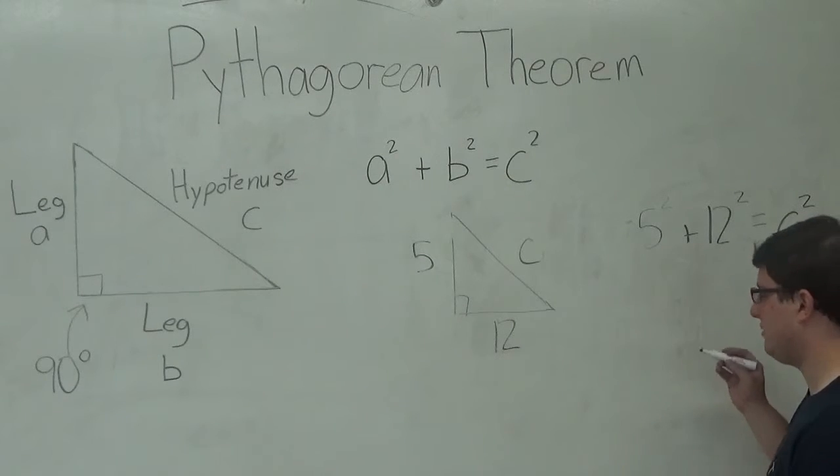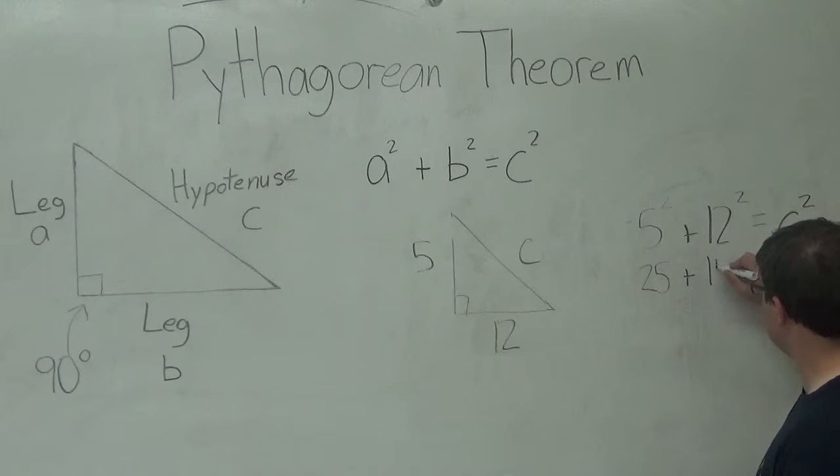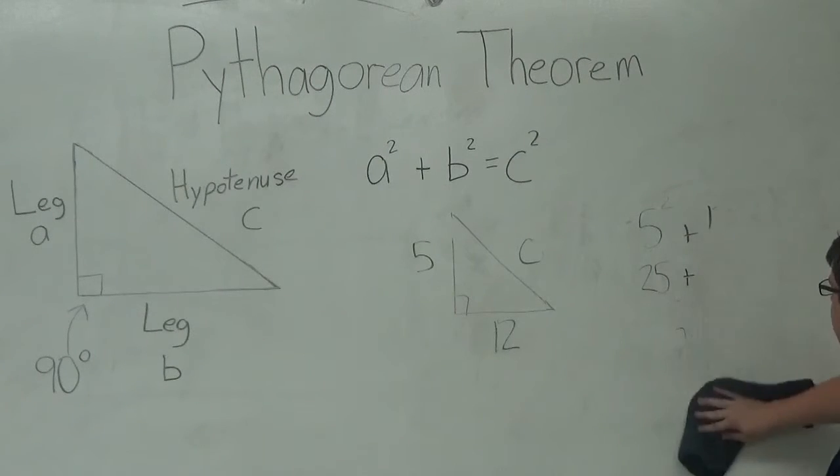So now, just follow simple algebra rules. 25 plus 144 equals C squared. 169 equals C squared, square root each. 13 equals C. So at this point, you might be thinking that you need whole numbers to work with the Pythagorean Theorem, but you don't. You can actually use irrational numbers too. So I'll do an example of that too.